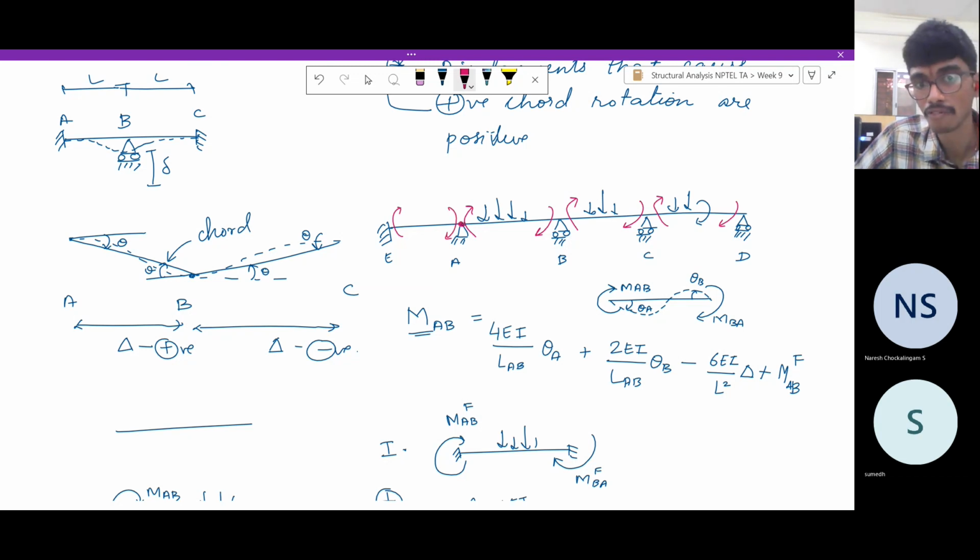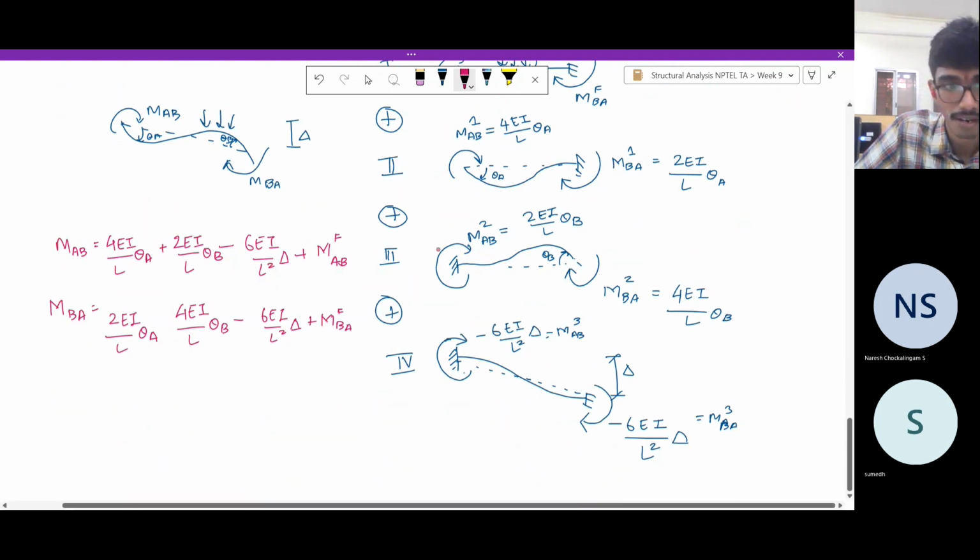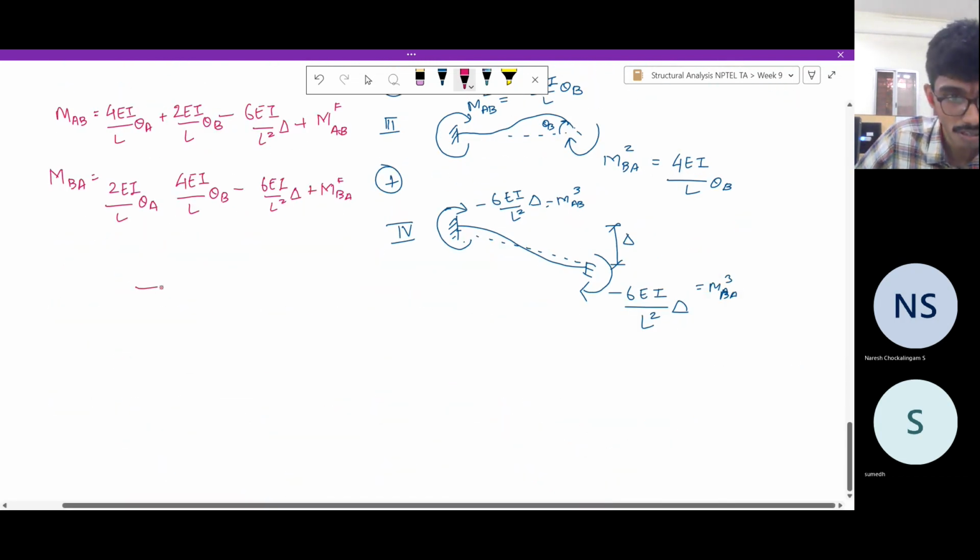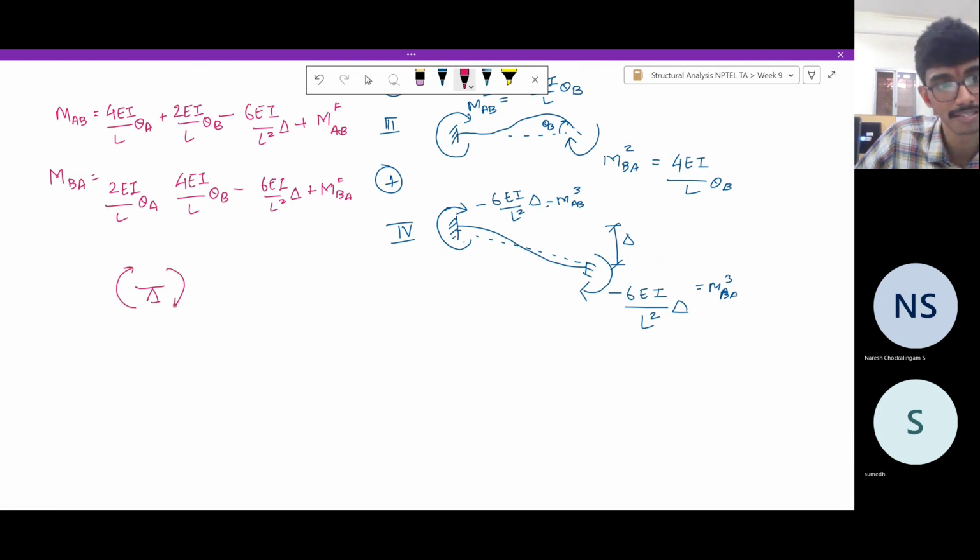Now consider the equilibrium of a joint. After doing all this, you take a small joint. On the joint, what will act? The moments act in a clockwise direction on the beam, so on the joint they will be in the counterclockwise direction. If you take the joint B, with A somewhere here and C somewhere far away, this will be MBA and this will be MBC.